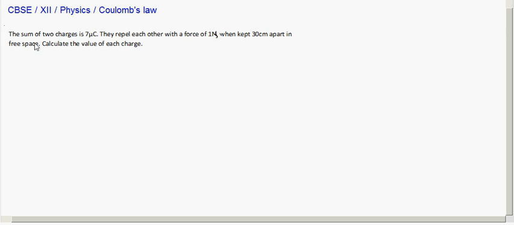The sum of two charges is 7 microcoulomb. They repel each other with a force of 1 Newton when kept 30 centimeter apart in free space. Calculate the value of each charge. Here the force value is given and the sum of two charges is also given. Now we need to calculate what those charges are. Can you try this?